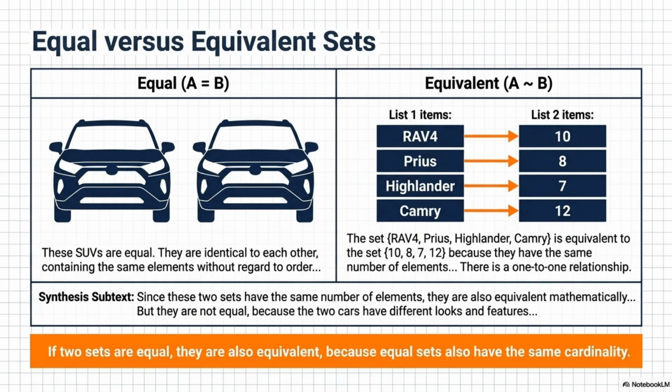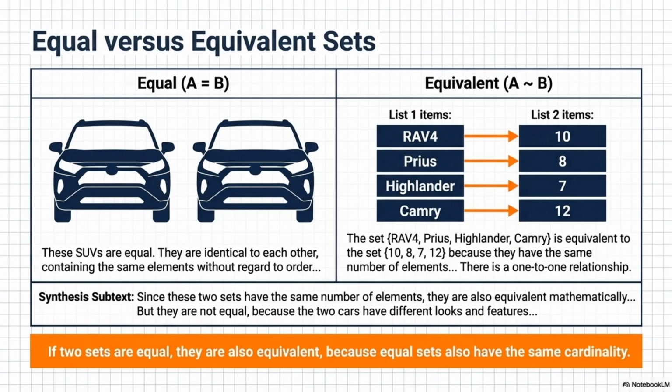No. And this is where we have to be incredibly precise. Okay, why not? If you create a set containing physical car A and a set containing physical car B, those sets are equivalent because they both have a cardinality of 1, right, but they are not equal sets. Ah, because physical car A has a different VIN number, different atoms, and occupies a different space than physical car B. They are distinct elements.